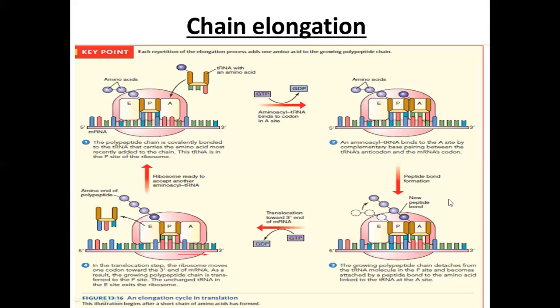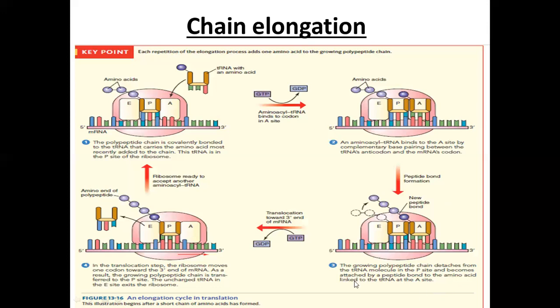So that growing polypeptide chain will detach from the transfer RNA molecule that is in the P site, and will become attached by a peptide bond to the amino acid that is linked to the transfer RNA at the A site, or the amino acid site.